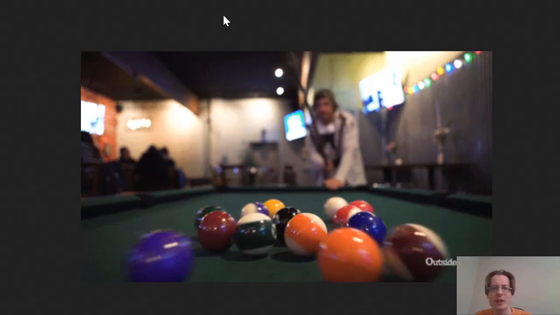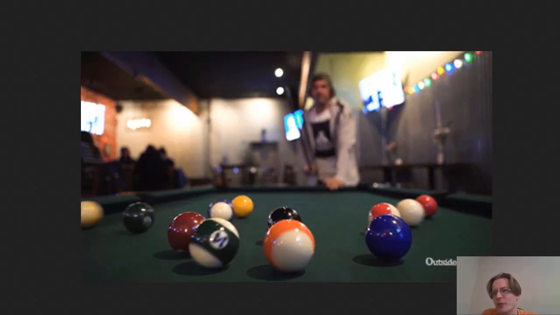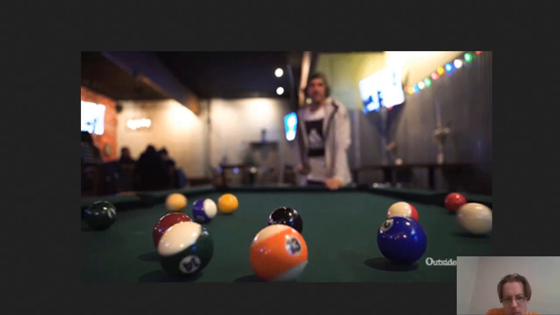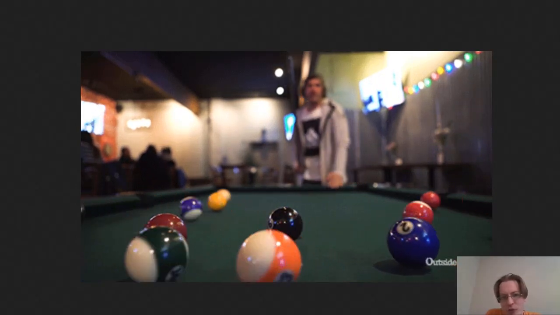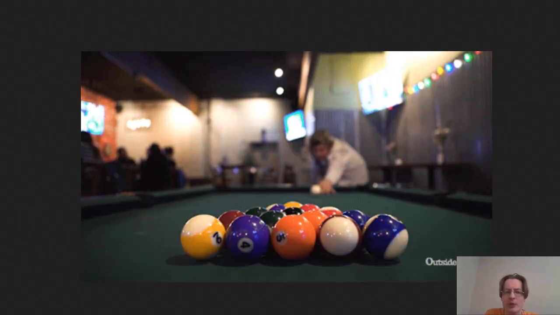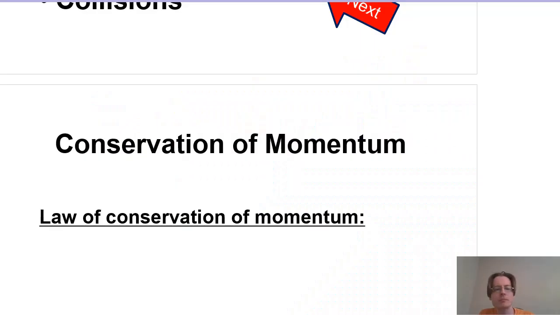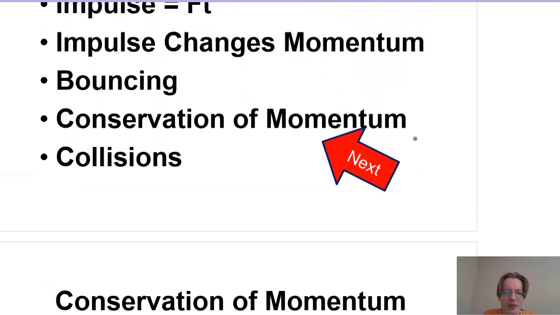So we want to understand a few things. First, why is it true? Under what conditions is it true? And then how do we use it in problems, in examples? So we're looking at the conservation of momentum now.